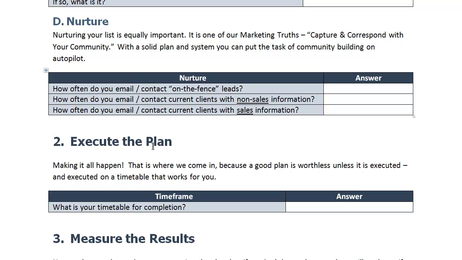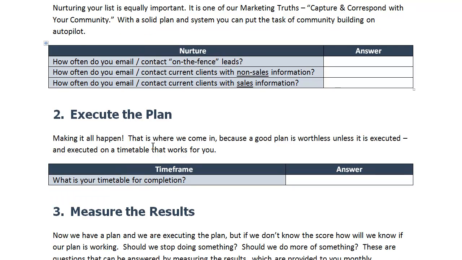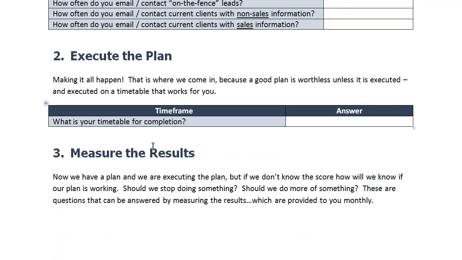Then finally, executing the plan. You have to execute. So what's the timetable for execution? And we want to be realistic. And then finally, measure the results. Okay, make sure that you measure. Up above we talked about the goals that you're going to have in your business, and is it sales, or is it leads, or how are we measuring success of the campaign? And be specific. Leads that come through this web form, and those types of things. So that's our marketing assessment.